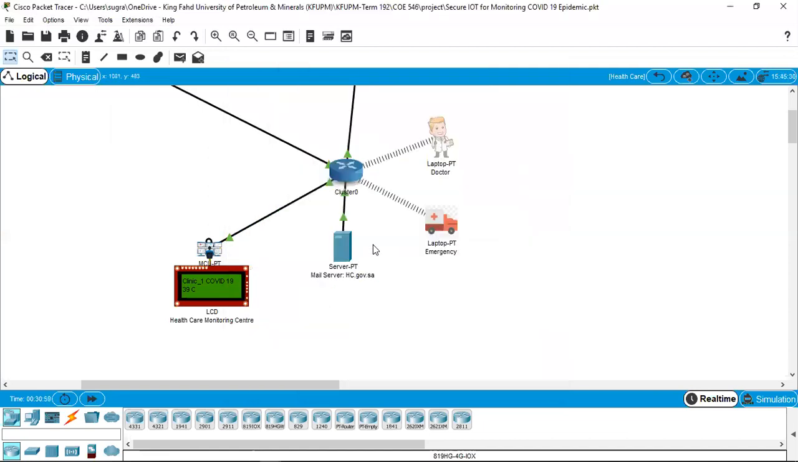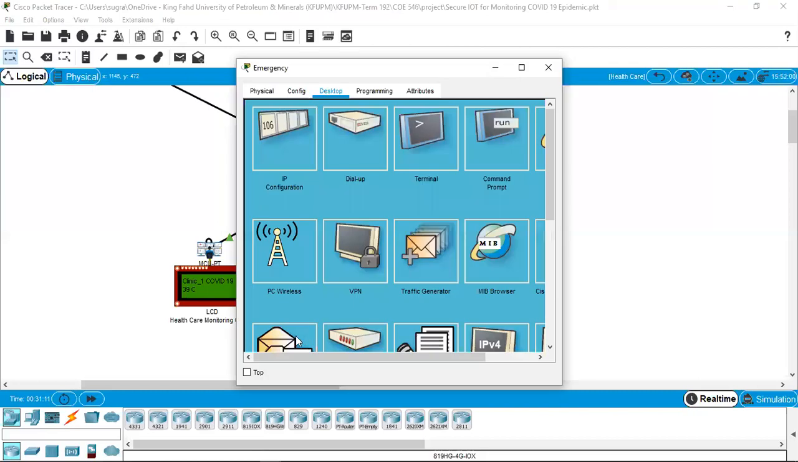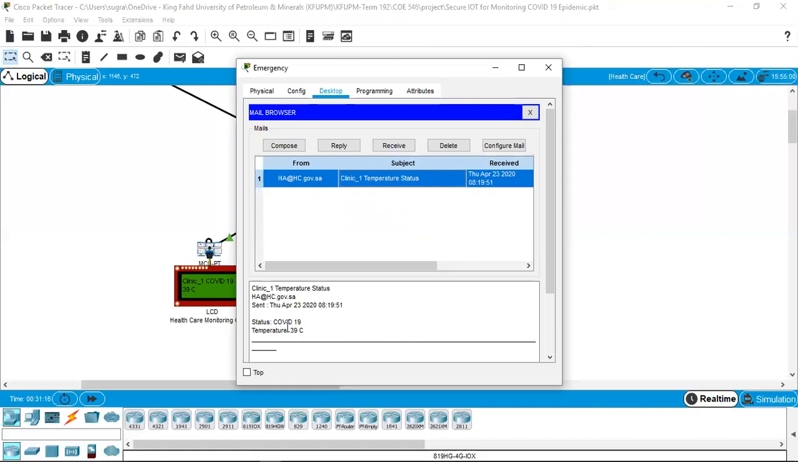Also in the emergency section, if there is any case with COVID-19, it should receive an email with the emergency case to dispatch the ambulance to take the patient from the specified clinic to the healthcare center for more processing. So here we have mimicked the third scenario to give COVID-19 where the temperature is above 39, which is in clinic 1.